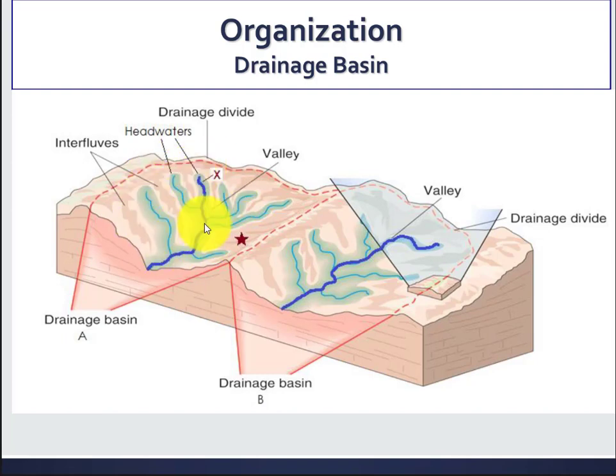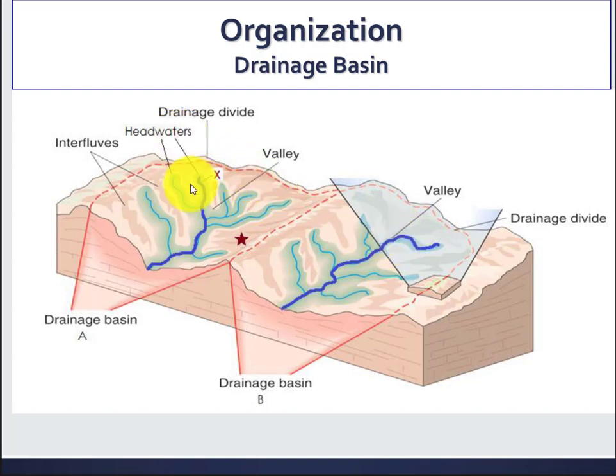You can see that this drainage basin is separated from this drainage basin by this elevated area, this dashed line. This dashed line is called the drainage divide. The drainage divide is the elevated area that separates two drainage basins. So, for example, let's say we had rain that falls right here at this star. Which drainage basin will that water ultimately flow into? Not drainage basin, but which stream? X, or this one over here we'll call Y?